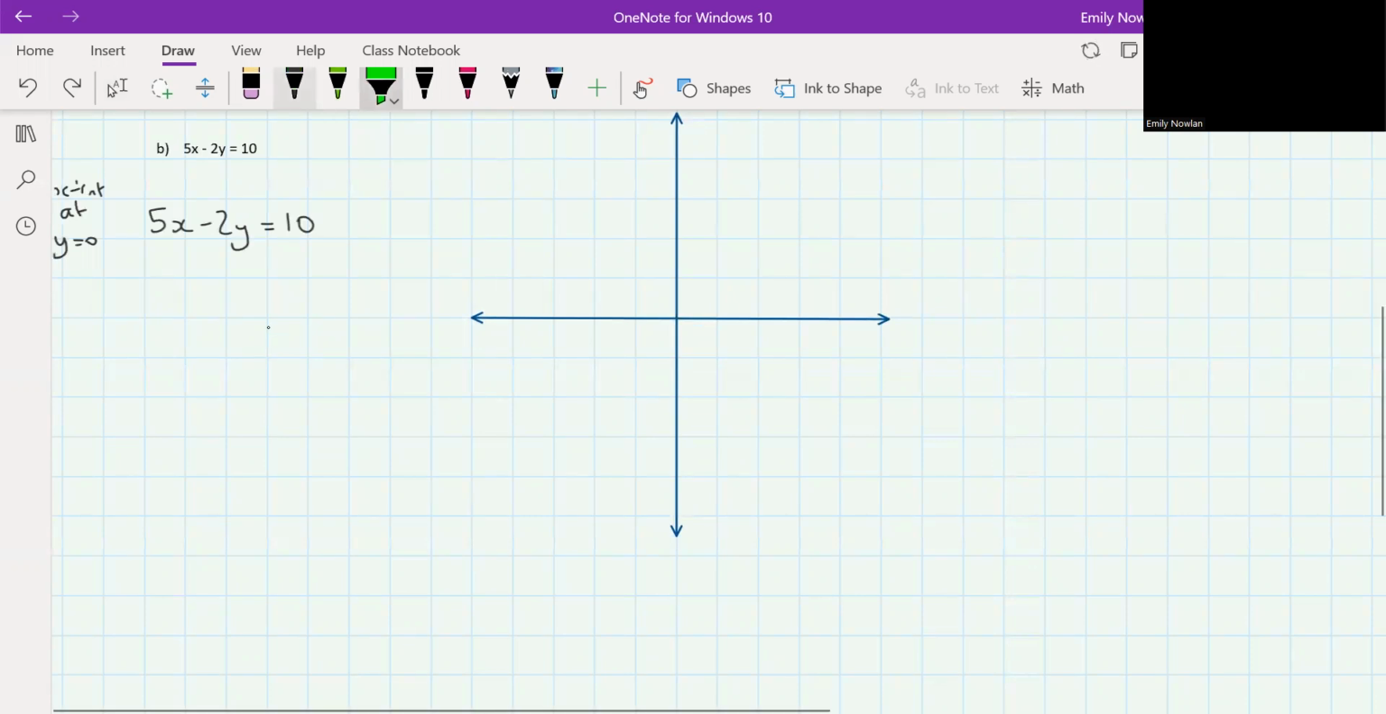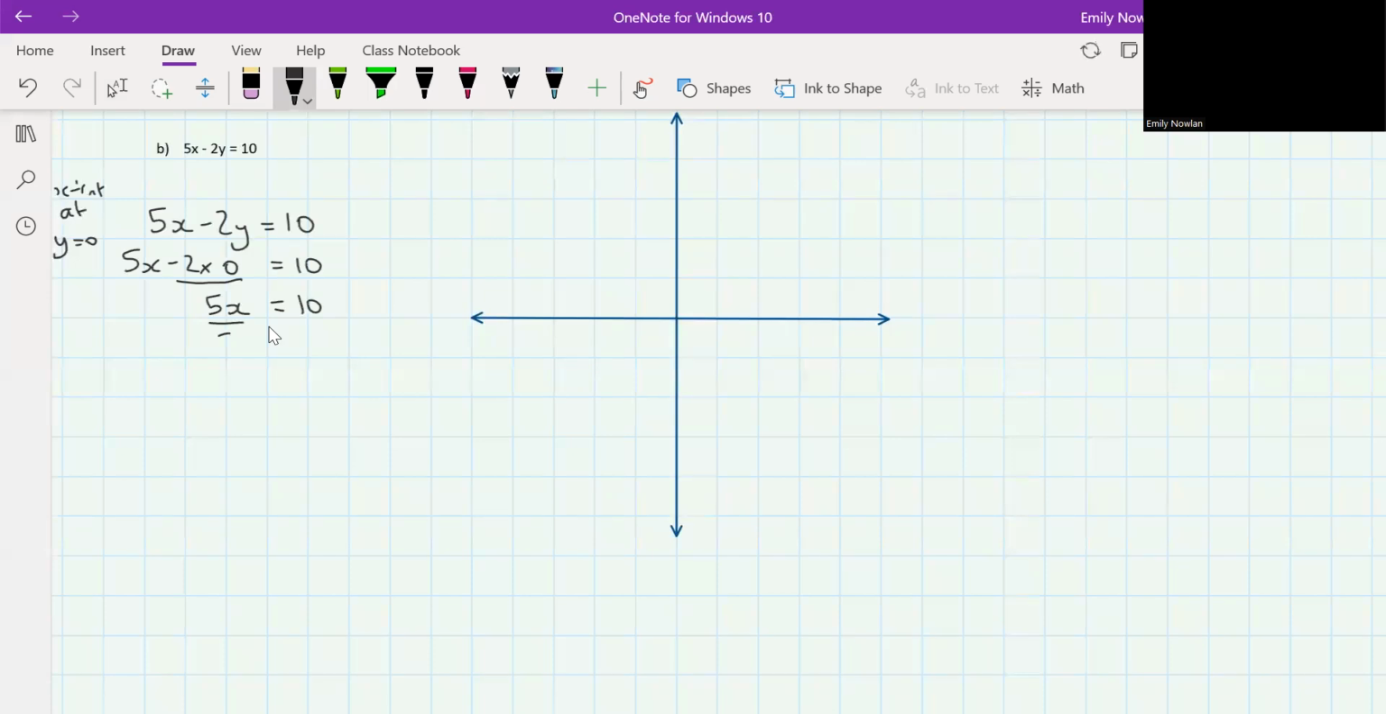So it becomes 5x minus 2 times 0 equals 10. Now what happens here? Minus 2 times 0 is just 0. So the equation becomes 5x equals 10. Divide both sides by 5, because 5 times what gives me 10? 5 times 2 gives me 10. So this is a point (2, 0). That's one intercept. Okay, we now need the y-intercept.